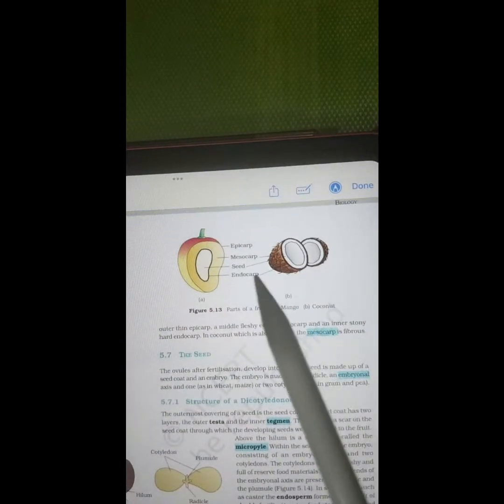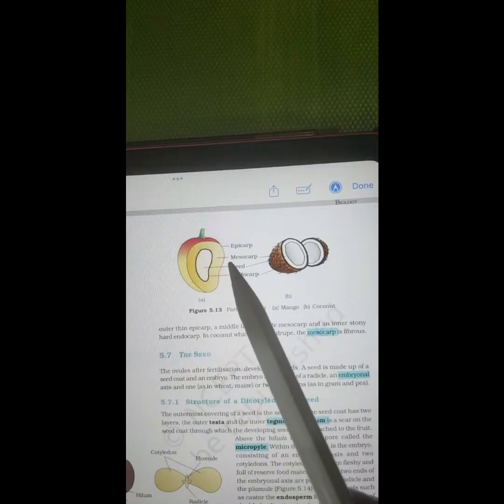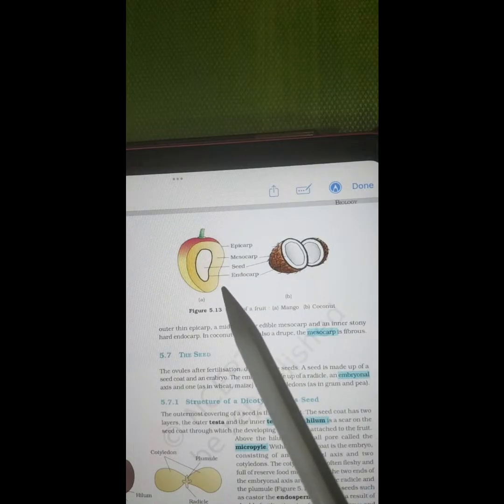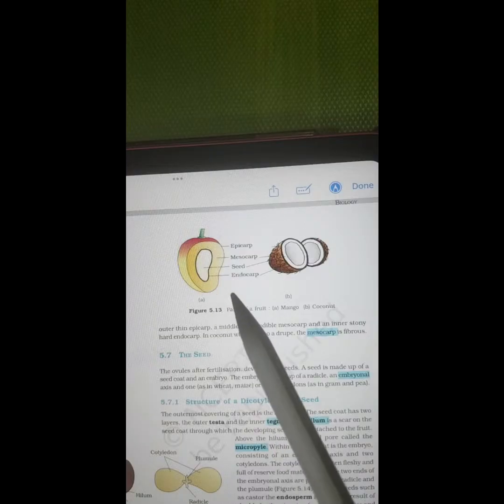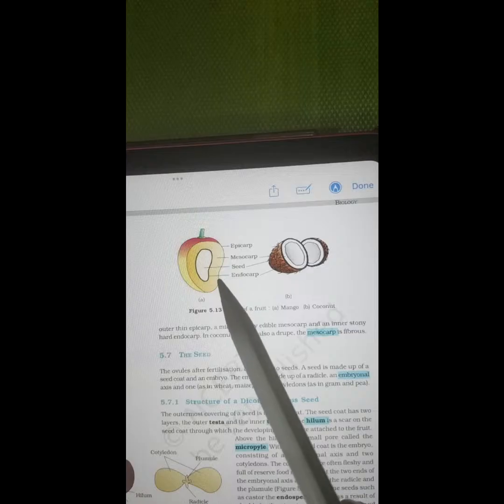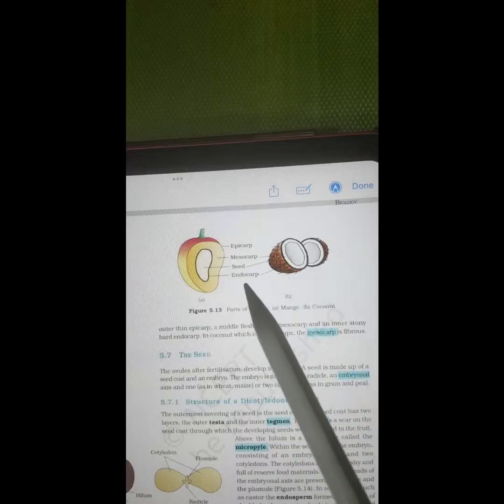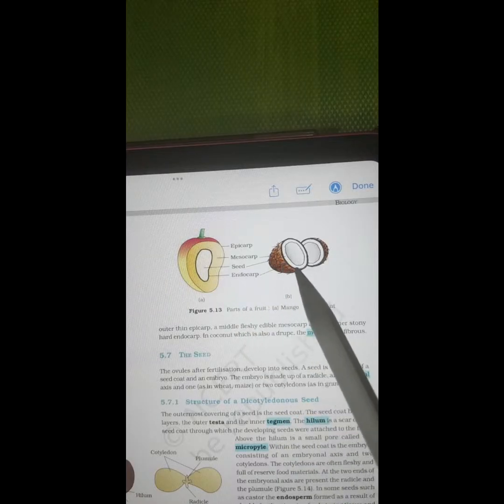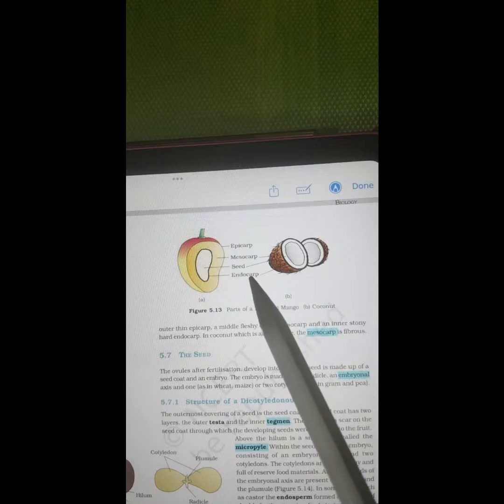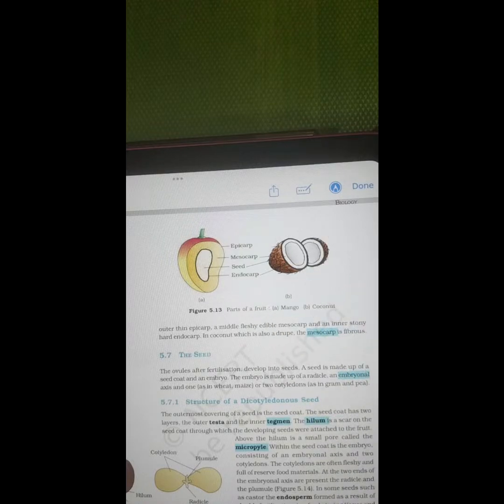So here in the diagram, in the case of mango, it has been shown to you. Definitely you should know what is the edible part. So in case of this mango, the edible part is the mesocarp. But according to the NCERT, the edible part of coconut is given as seed, but actually it is the endosperm. So you need to follow NCERT. So you need to learn these diagrams well.